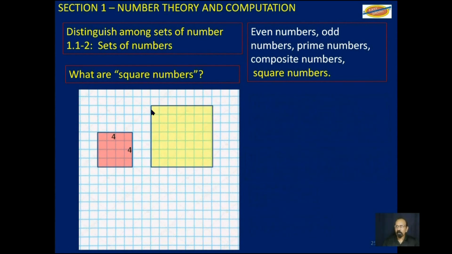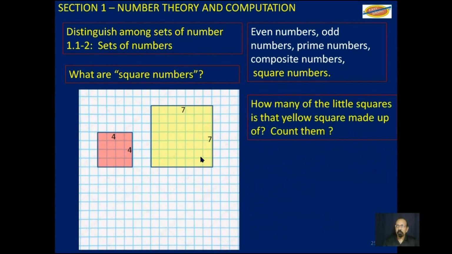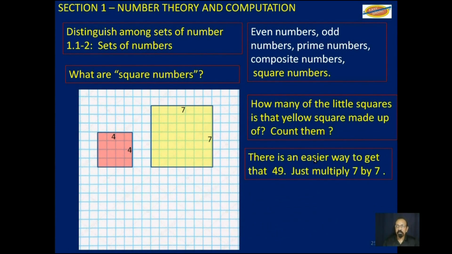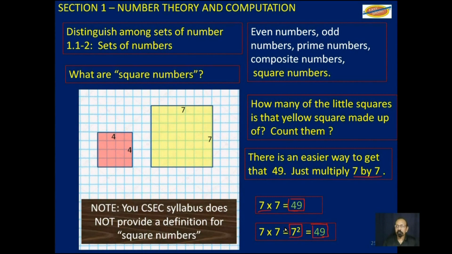Let's take another shape, 7 by 7. If you count them, you will get 49. You could just multiply 7 by 7, and you will get 7 times 7 is 49. 49 is the square number. You square 7 to get 49. So 7 squared will give us 49. The square number is 49. What you squared to get it is 7.